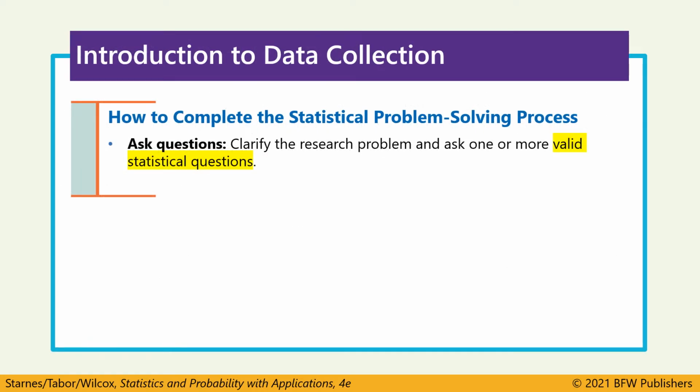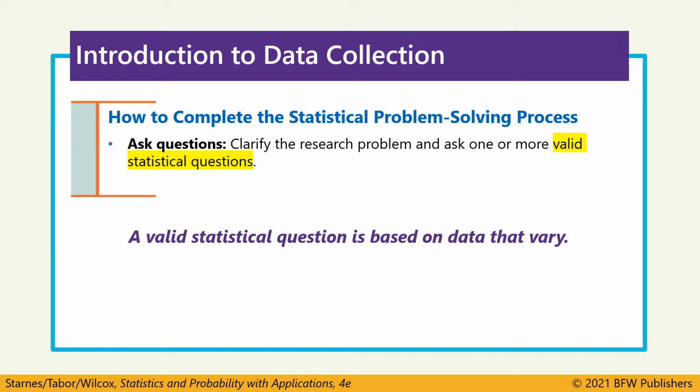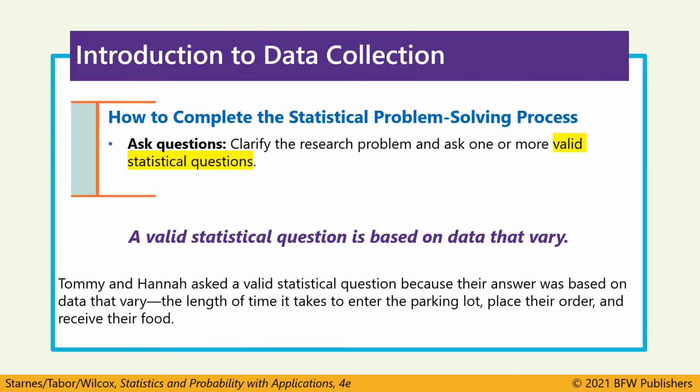In this section, we're focusing on the data collection portion of the process, which starts with identifying a valid statistical question, which is based on data that vary. In Tommy and Hannah's example, the question they asked was valid because the time it takes to receive their order varies each time they get lunch.